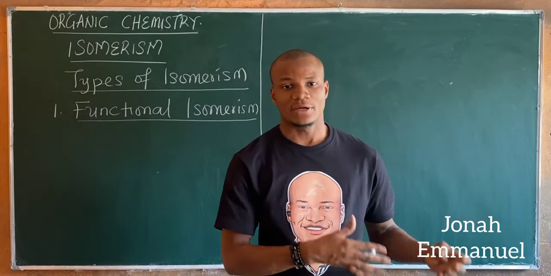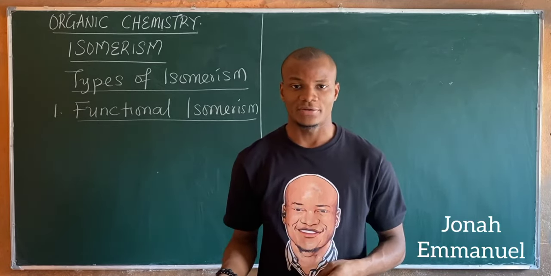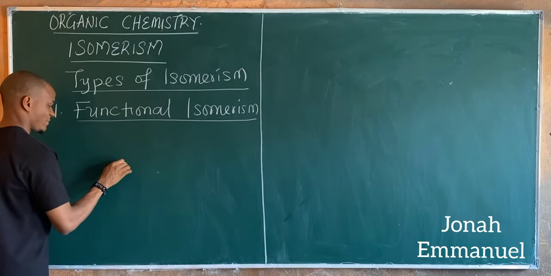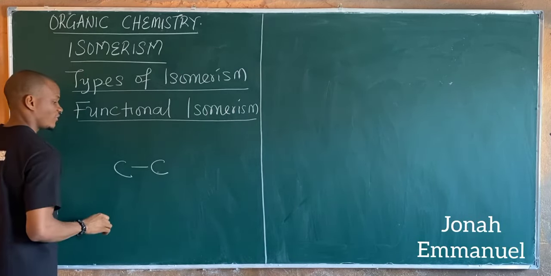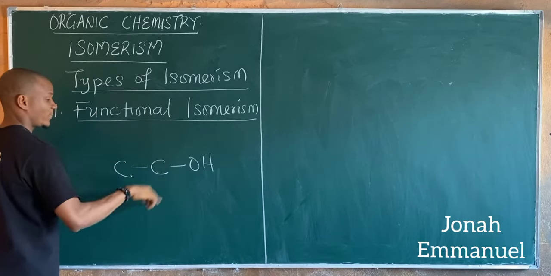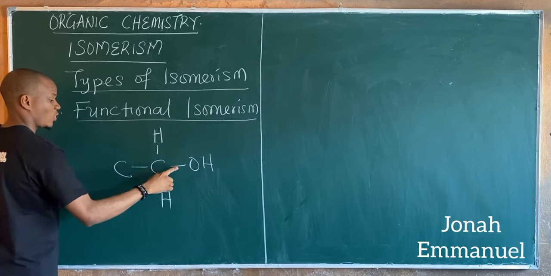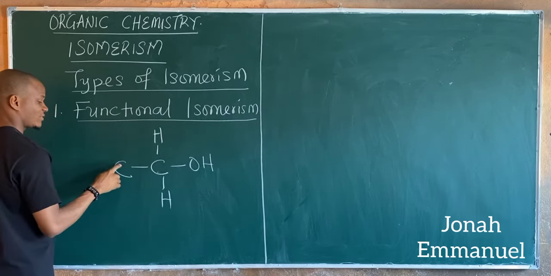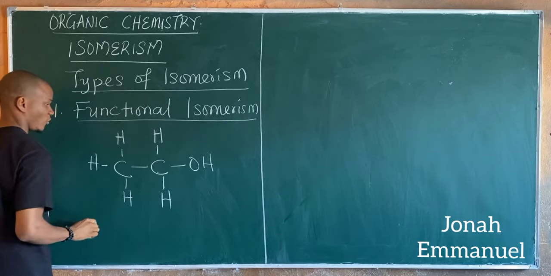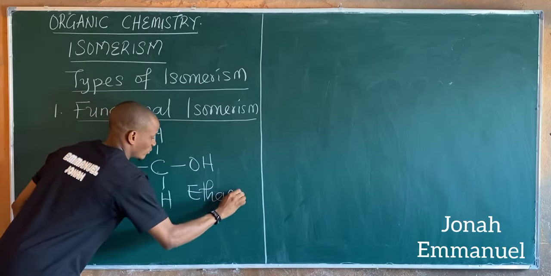Example, ethanol and methoxymethane. Ethanol is this, of course, for eth, I'm expecting two carbon atoms. For it to be an alkanol, it must have an OH. Then if I complete, this becomes H and H here. That makes it 1, 2, 3, 4. This carbon is having 1, 2, 3, and 4. So this compound right here is ethanol.